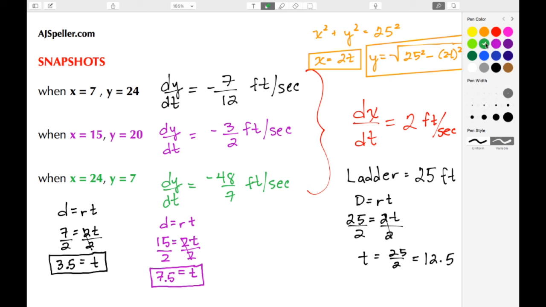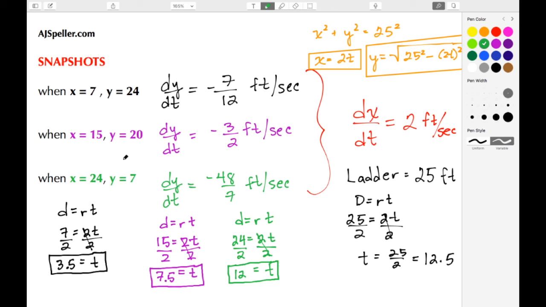And then when we get to the third one here in green, again, we're using the distance is equal to the rate times the time. This time the distance is 24. The rate is still 2. And we have t for time. Divide both sides by 2 to isolate the t. Those 2's cancel. So here we have 24 halves, or half of 24, which is 12. So we're going to use these values each time we figure out what dy/dt is, or the rate at which the top of the ladder is moving when we're at these particular snapshots in time.